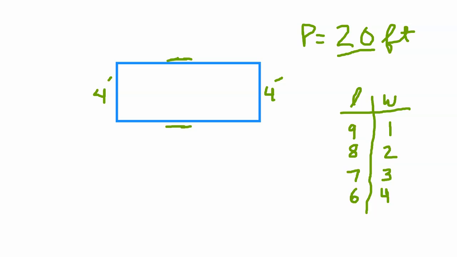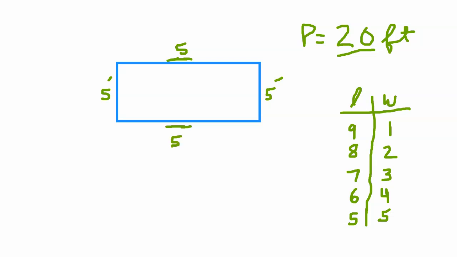And what if we have a width of 5? 5 on 2 sides, that's 10. 20 minus 10, remaining 10. So what is the new length? The new length, if we divide it, will be 5. So that would actually be a square, all four sides would end up being 5.